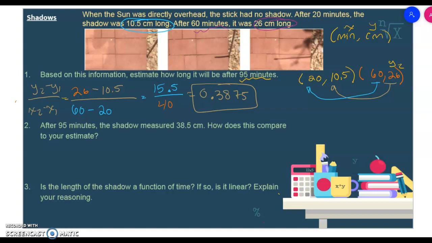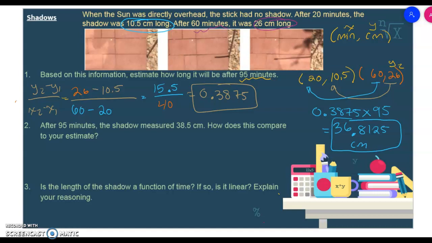So if I have 95 minutes, what I can actually do is take this number, 0.3875, and multiply it by my 95 minutes. Because remember, every minute it's growing 0.3875 of a centimeter every single minute. And if I have 95 minutes, we're going to get a total of 36.8125 centimeters. Meaning after 95 minutes, it's going to be 36 inches, almost 37 inches long.